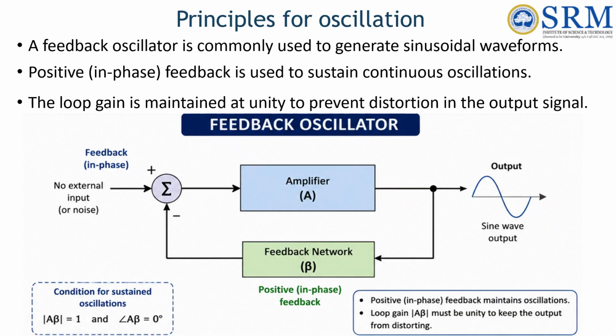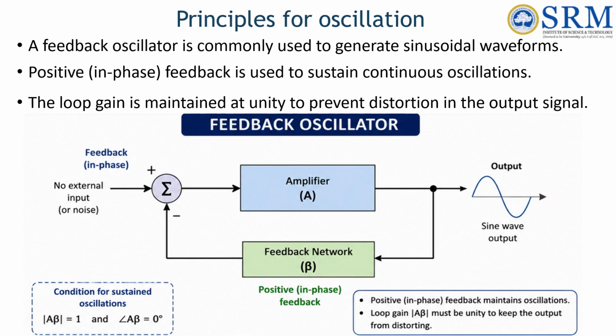Principles for Oscillation. An oscillator is an electronic circuit that produces periodic signals without requiring an external input signal. In feedback oscillators, a portion of the output is fed back to the input in phase with the original signal. This positive feedback reinforces the signal and maintains oscillations. For stable and undistorted sine wave generation, the overall loop gain should be equal to 1.